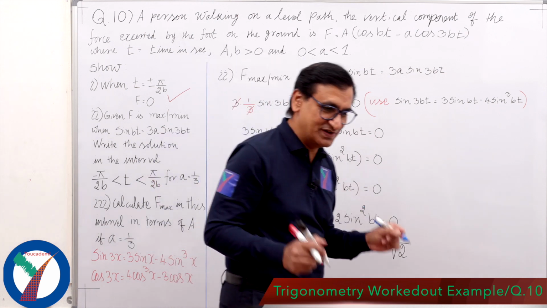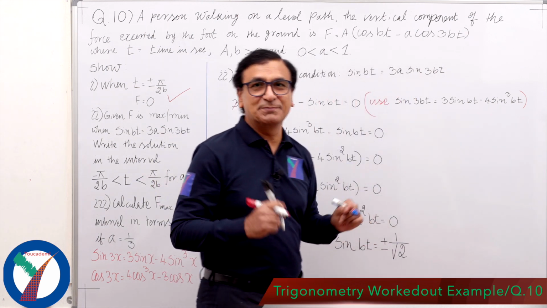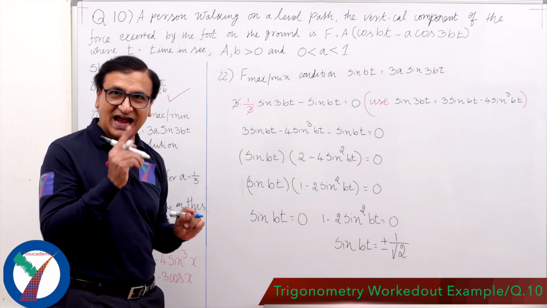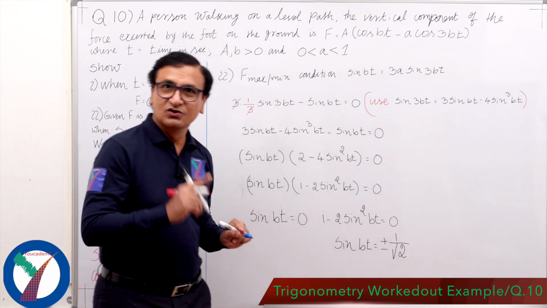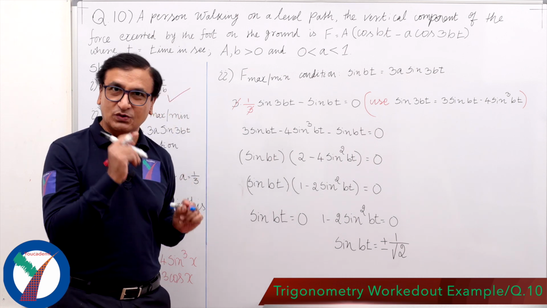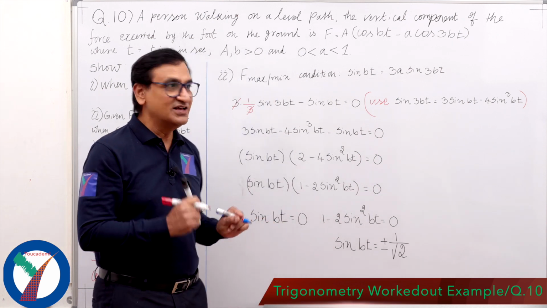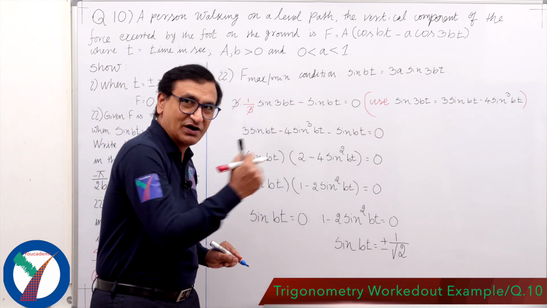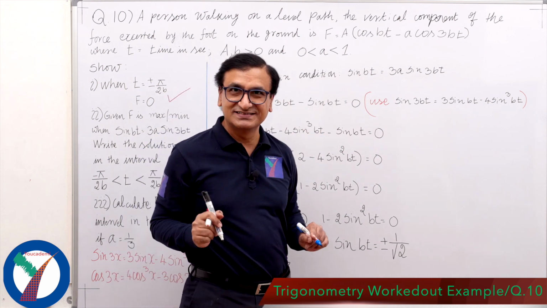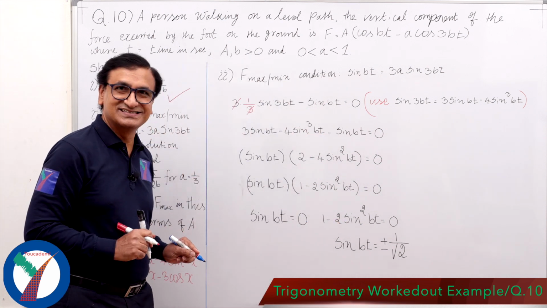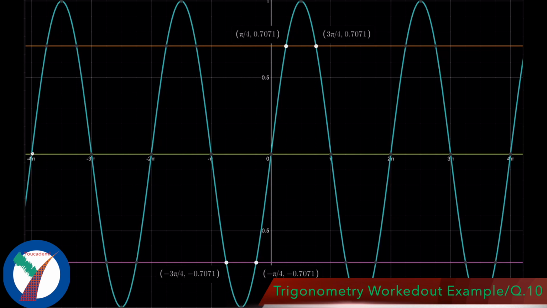And for that, as usual, we are going to use the graphical method. Let me pull out the graph of sin bt and y equals 0, y equals plus 1 divided by square root of 2, and y equals minus 1 divided by square root of 2. And look at the points where the lines are intersecting with the sin bt curve. And here it is. Okay, here we are. So these are the curves for y equals sin bt, and this is the line for y equals 1 divided by square root of 2. So this is our line.